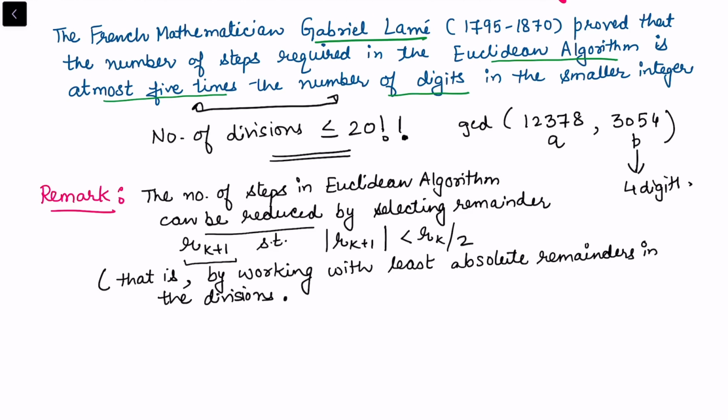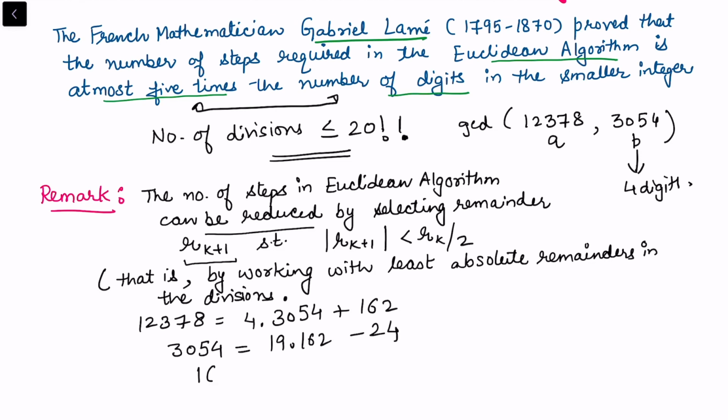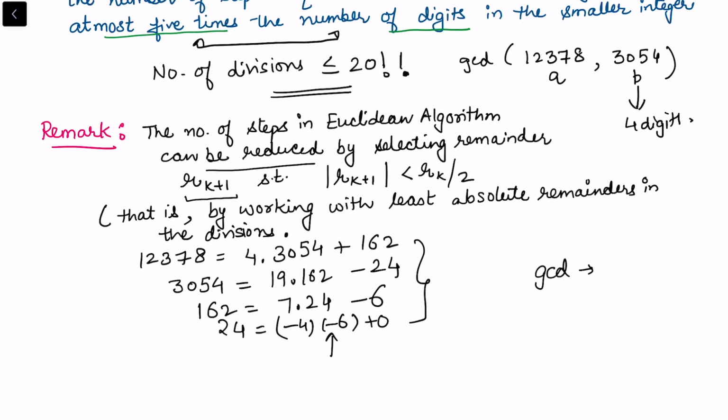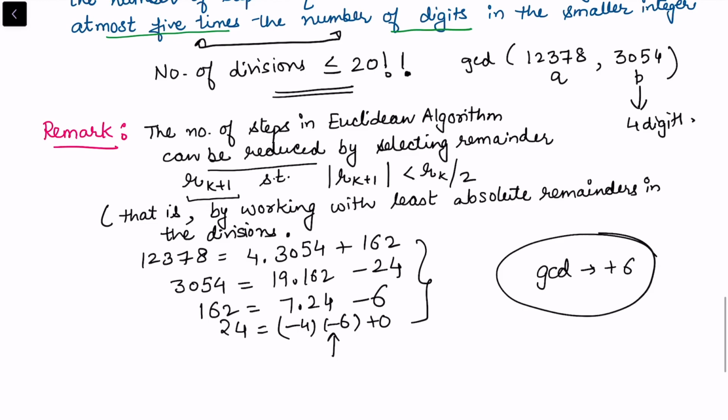So now in the same question, if I want to look at the same question again, we have seen earlier we have spent 6 iterations, and now let us look at here again. So the first remainder was 162, and then I can have 3054. This is same as 19 times 162 and keep the remainder as minus 24. So this is same as 162 equal to 7 into 24 minus 6. And I can have 24 equal to minus 4 into minus 6 plus 0. So now you can see that there are only 4 steps. As we see, this last value is minus 6. So select the greatest common divisor as the positive counterpart of that. So select this remainder as plus 6.